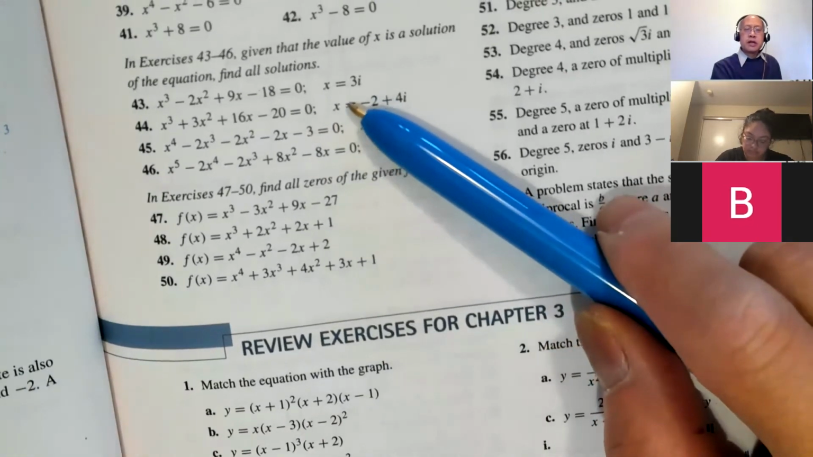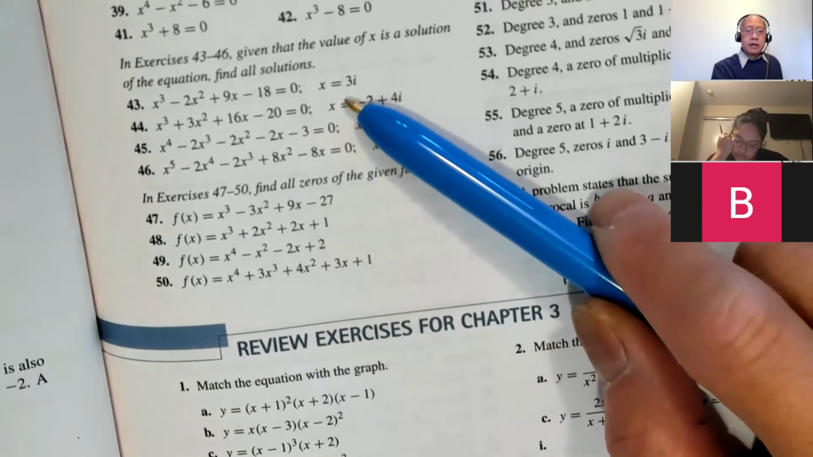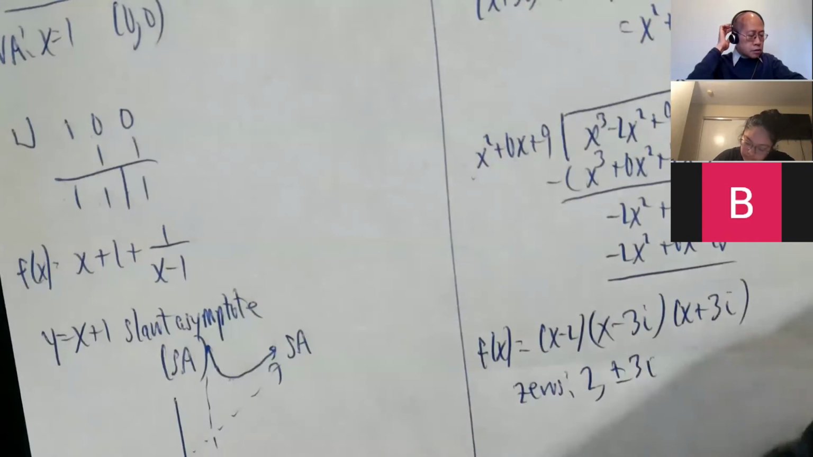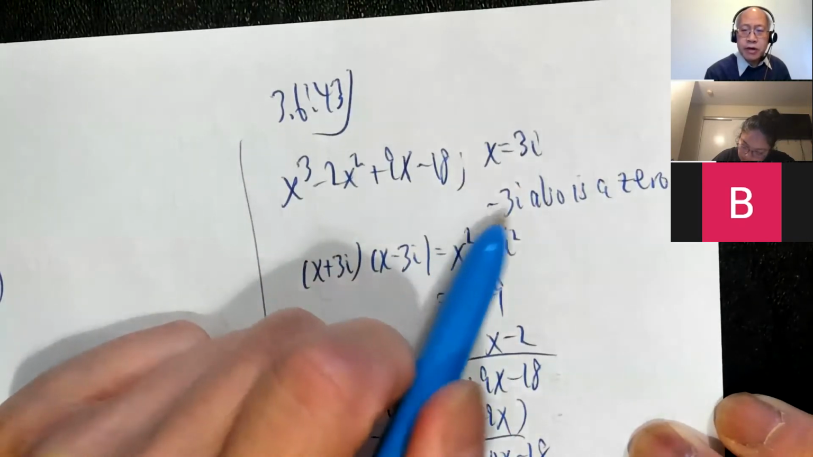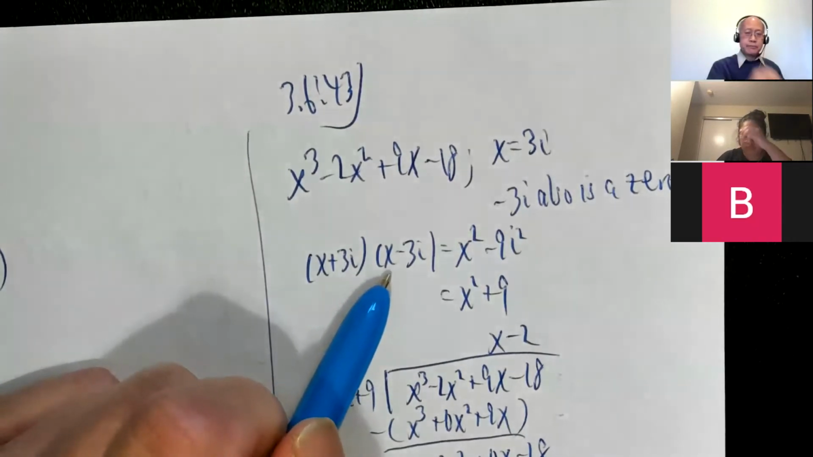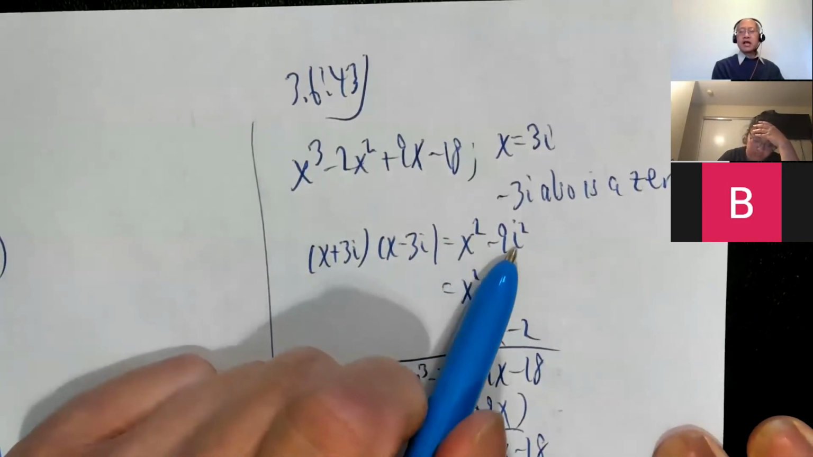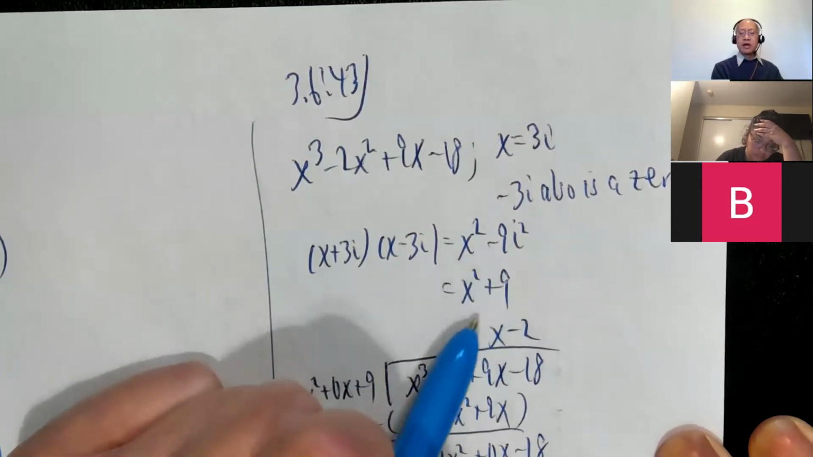Okay, so you're given one solution is 3i. So that automatically means negative 3i also works. So again, they tell me x equals 3i is a 0. x equals negative 3i is also a 0. So I have as factors x plus 3i and x minus 3i. Multiply that out. x squared minus 9i squared. And again, there's a recurring theme, negative 9 times negative 1, x squared plus 9.